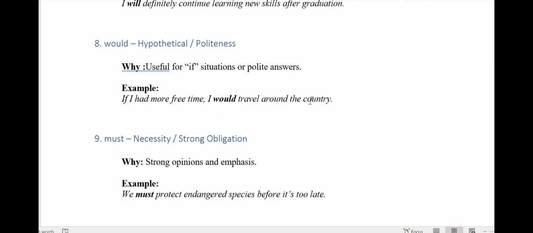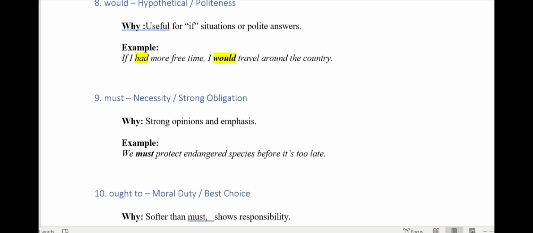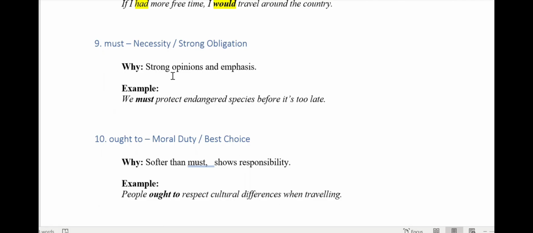There are many if conditional sentences, children, so don't go wrong with the usage or the writing part of it. Here we have the word had, and here it should be the word would. You cannot miss any of the verbs here. Okay. The next is the word must. Must speaks about necessity or strong obligation. So it is, we must protect endangered species before it's too late. Whenever you're giving solutions in the problems and solutions paragraph, you can use the word must.